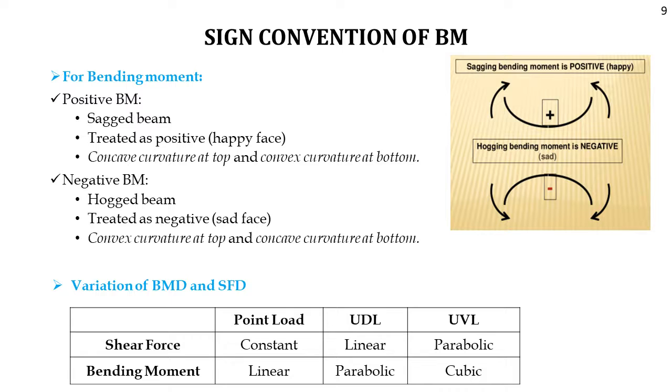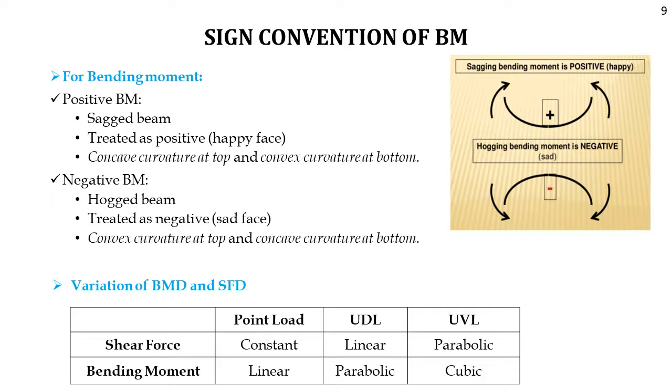Sign convention of bending moment. Positive bending moment: the internal resistive moment at the section that would make the beam sag is treated as positive. A sagged beam will bend such that it exhibits concave curvature at top and convex curvature at bottom. Negative bending moment: the internal resistive moment that would hog the beam is treated as negative. A hogged beam will show convex curvature at top and concave curvature at bottom.